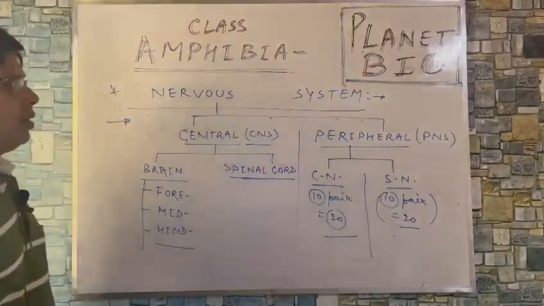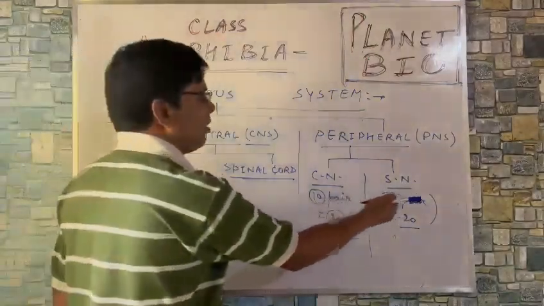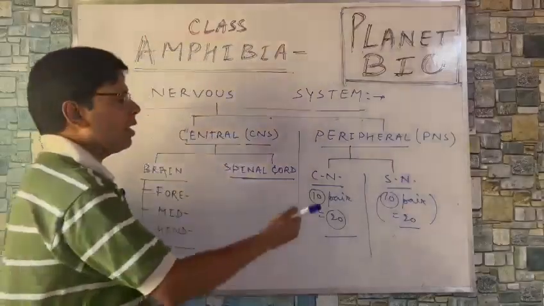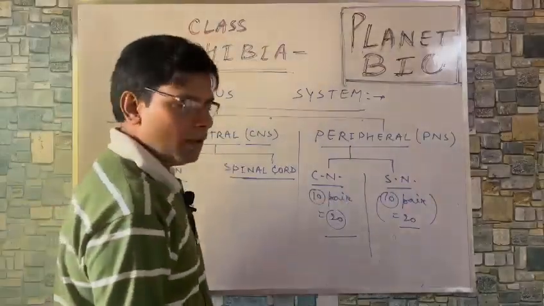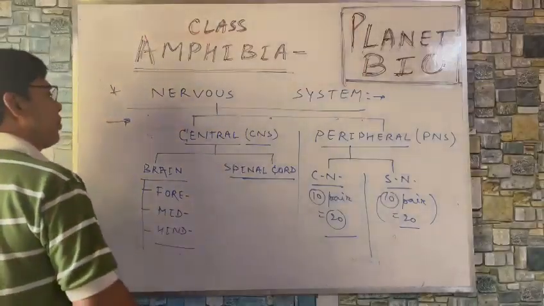Right? So this is considered generally for amphibians. In Rana tigrina it may be a little short. Nervous system.